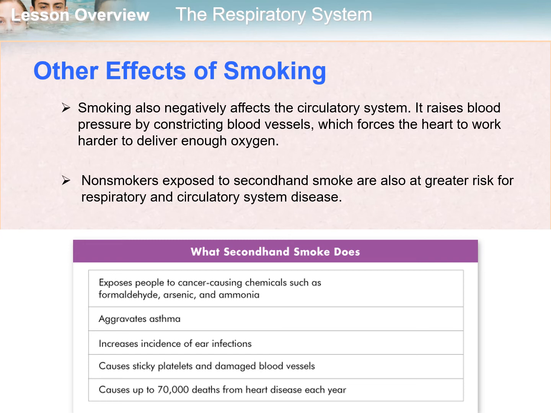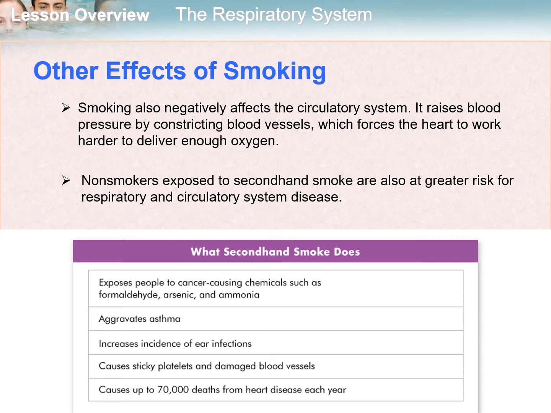In the figure, you have there how secondhand smoke affects the body of others, or non-smokers. They expose people to cancer-causing chemicals. They also aggravate asthma, increase incidence of ear infections, and cause sticky platelets and damaged blood vessels. It causes up to 70,000 deaths from heart disease each year.